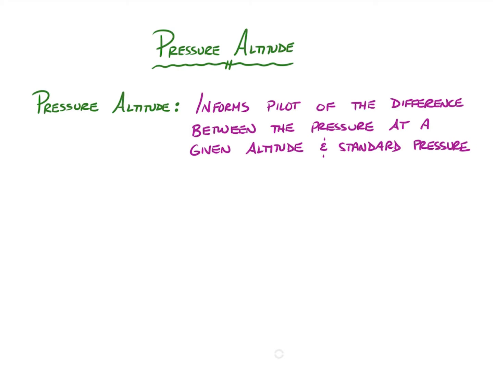All right, so pressure altitude. This is the first altimeter reading that's not our true altitude that we're going to take a look at. What it essentially does is inform the pilot of the difference between the pressure at their given altitude and the standard pressure that you would expect at that location.